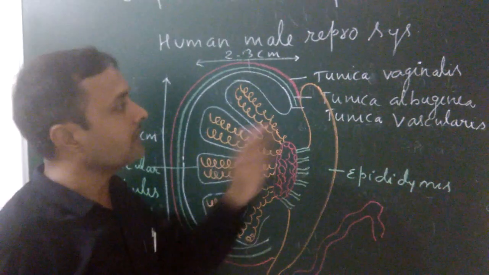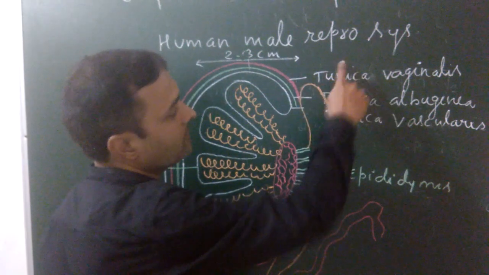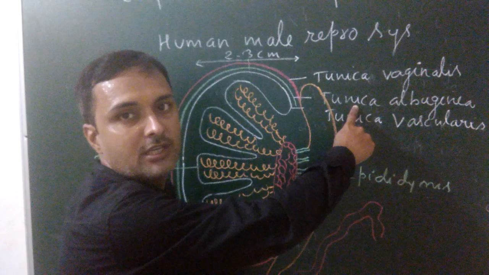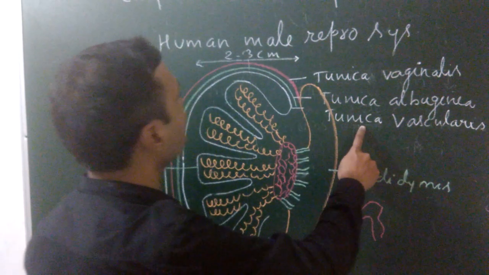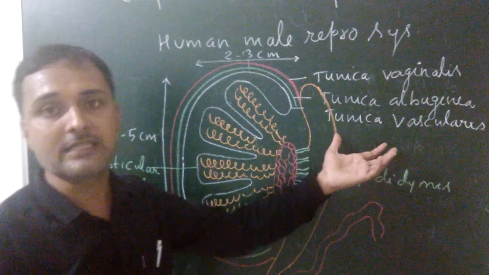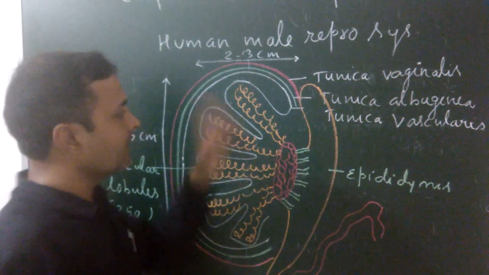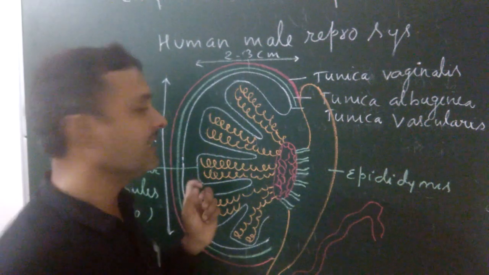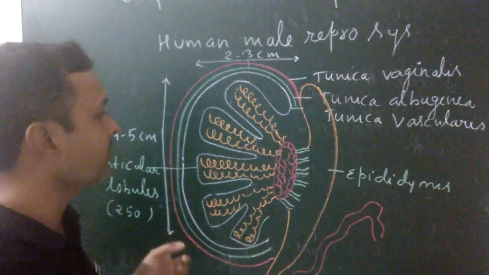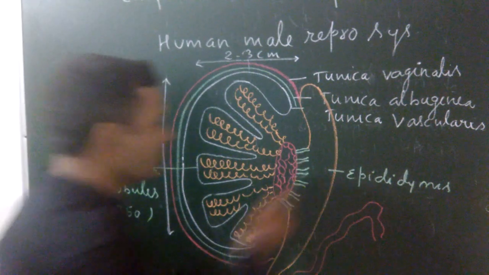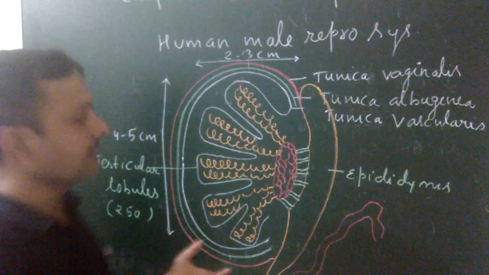Each testis is surrounded by 3 layers. The outermost layer is known as tunica vaginalis, the red one. The green one is tunica albuginea, the middle one, and the white one is tunica vasculosa, the innermost layer of the testis. Each testicular lobule contains highly coiled structures known as seminiferous tubules. It is the actual site of spermatogenesis in the human male. So this is the longitudinal section of the testis.